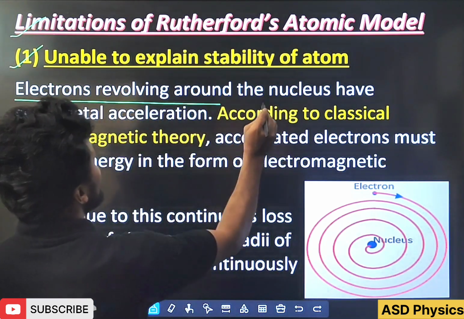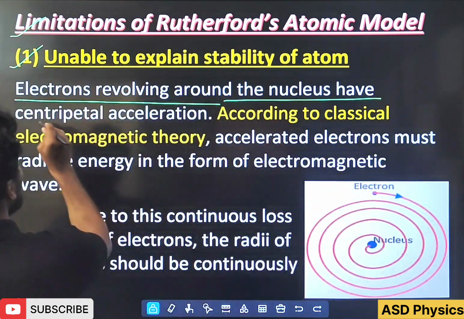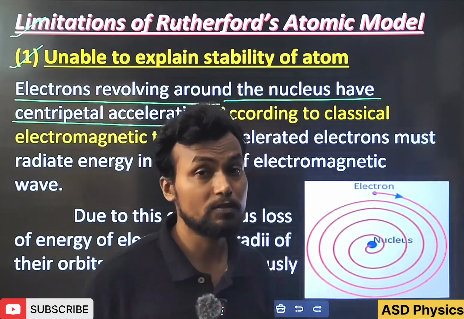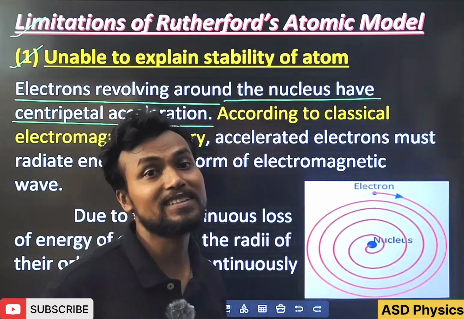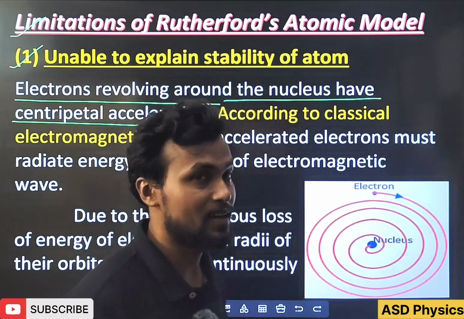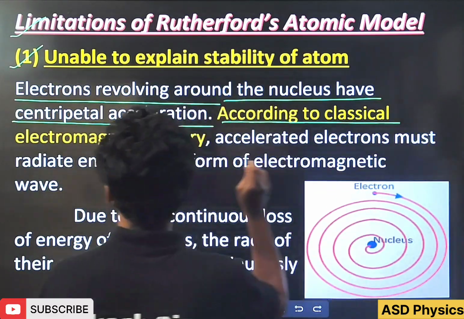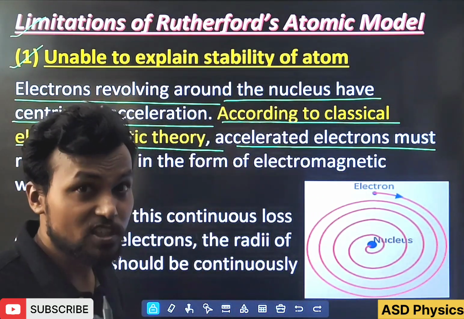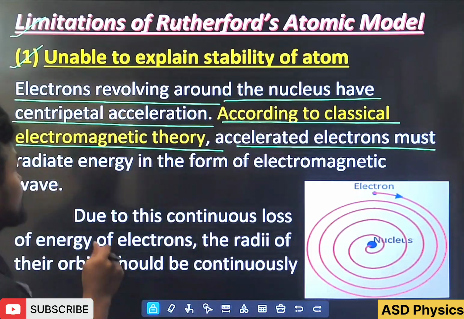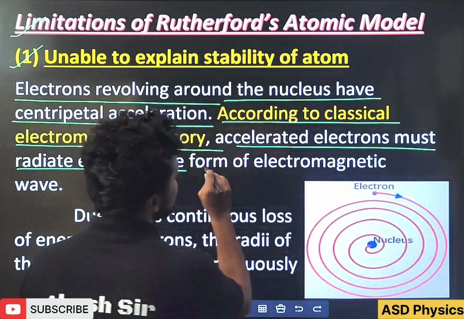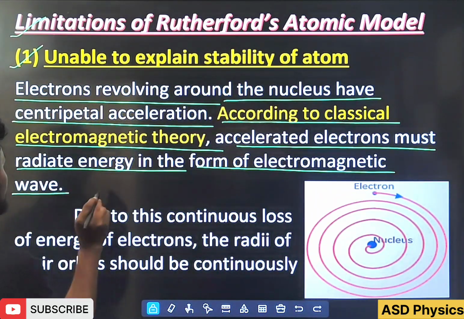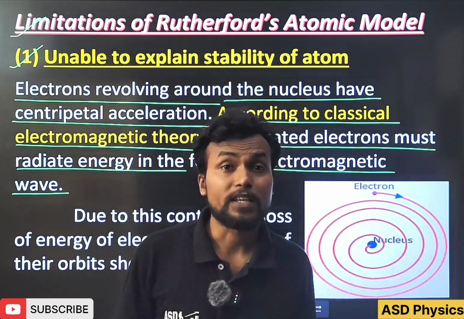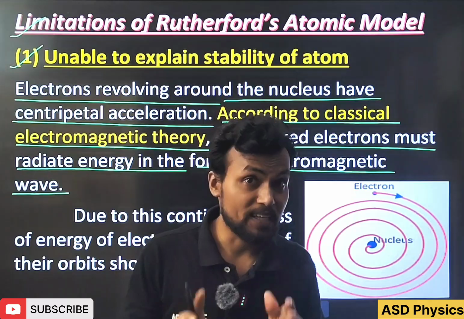Electrons revolving around the nucleus have centripetal acceleration, because the path is circular, and the centripetal acceleration is towards the center. The value of the centripetal acceleration is a_c equal to v squared by r. According to classical electromagnetic theory, accelerated charges, here accelerated electrons, must radiate energy in the form of electromagnetic waves. Whenever any charge accelerates, it produces an electric field, a magnetic field and electromagnetic radiation also.